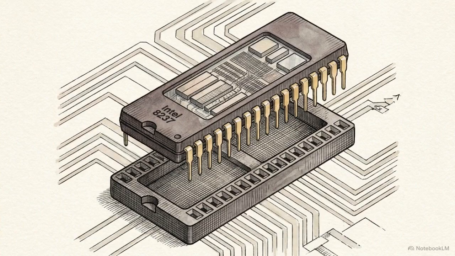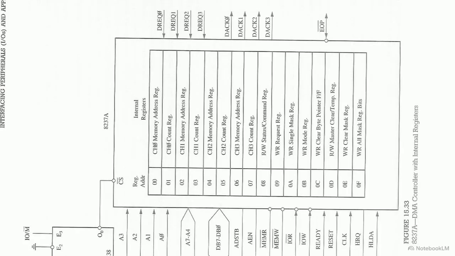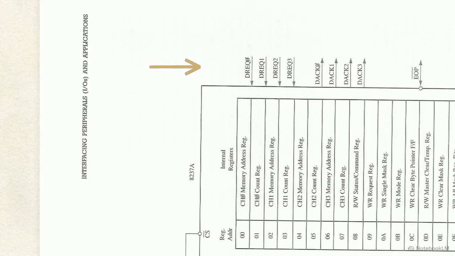Before data can move, the 8237 starts in slave mode. It sits passively on the main system bus, waiting to be configured by the central processor. Looking at the 8237's internal registers, the CPU preloads parameters into the memory address, count, and command registers. To address these, the CPU drives the chip select line low and uses the A0 through A3 address lines to pinpoint the exact target register.